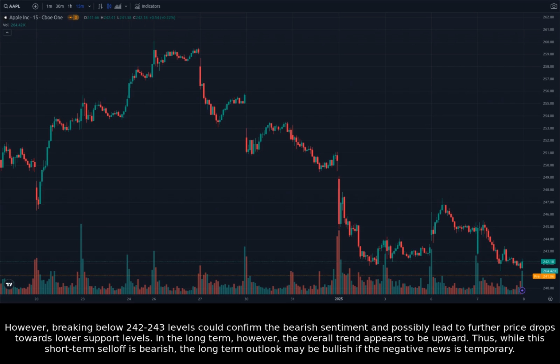However, breaking below 242 to 243 levels could confirm the bearish sentiment and possibly lead to further price drops towards lower support levels. In the long term, however, the overall trend appears to be upward. Thus, while this short-term sell-off is bearish, the long-term outlook may be bullish if the negative news is temporary.